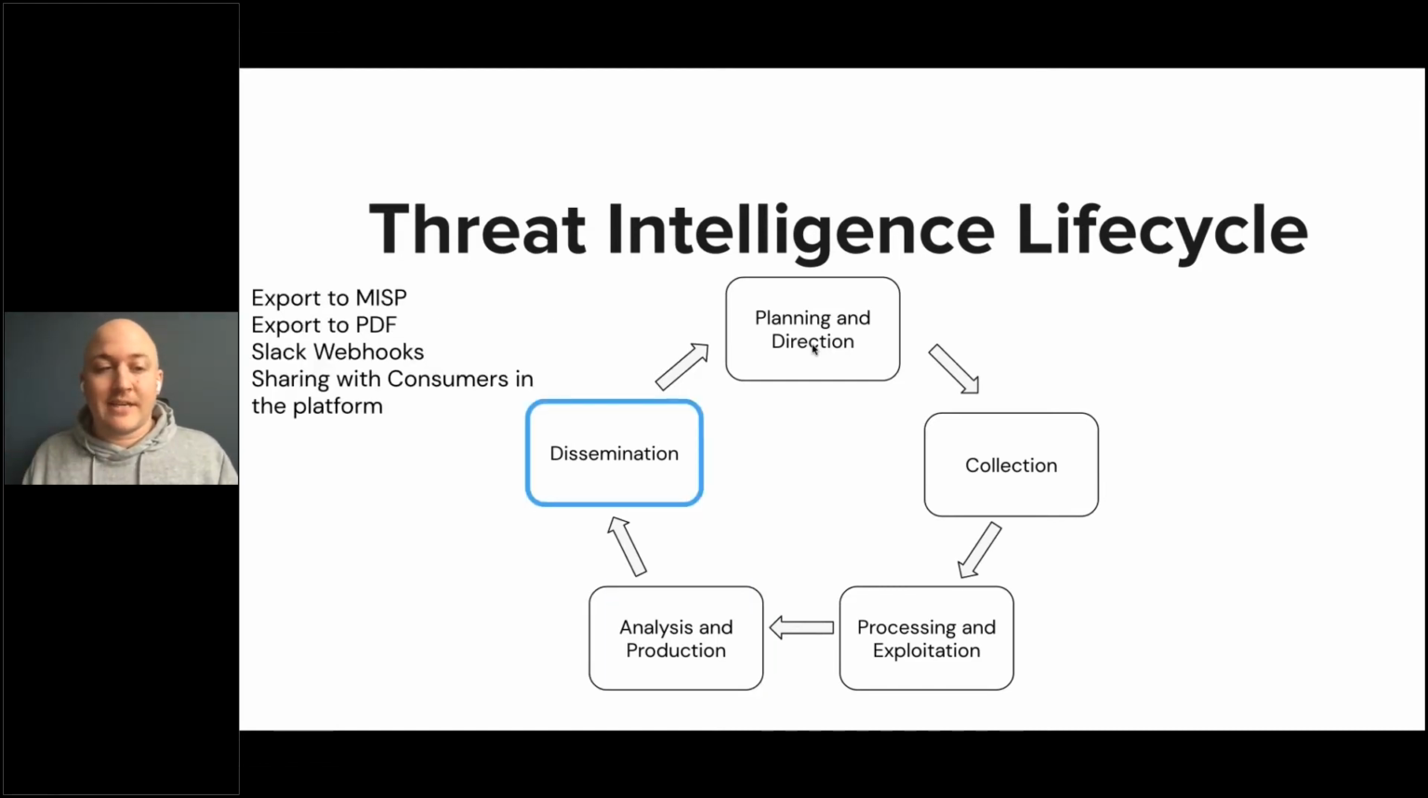In the dissemination phase, we have a few different ways right now. We support exporting the reports and indicators to MISP. We can export to a PDF. We have Slack webhooks, which really isn't dissemination, but it's another way to say you're about to disseminate it. So anything that comes up, if you create a new report or a new requirement, those can be sent to Slack automatically. And lastly, if you give access to ThreatNode to your consumers, you can share the reports right there in the platform with them.